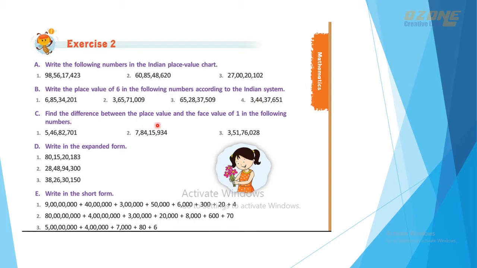C, find the difference between place value and face value of 1 in the following numbers. So in each and every number, find the place value of 1 and the face value of 1. Then find the difference of both. Subtract both answers, and you will get the final answer.